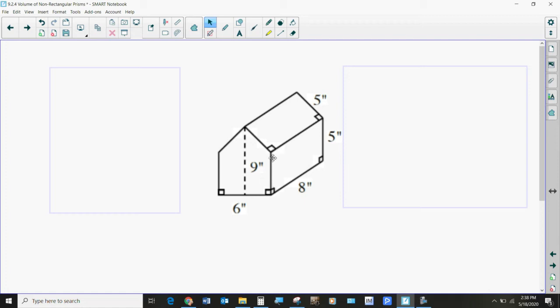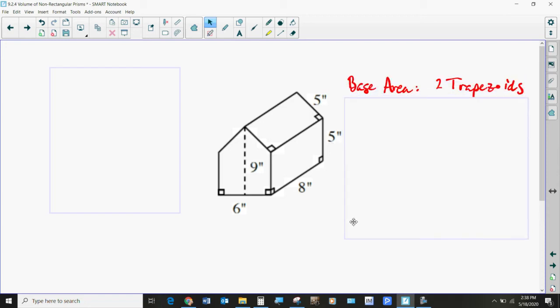If you look at it drawn this way, it looks like two trapezoids. This is one of the sides of the trapezoid that's parallel to this side. This is 5 inches tall. This is 9 inches tall, which makes the height of this trapezoid 3 inches. And this would be exactly the same. This is 5, this is 9, and that is 3. So if we wanted to, we could break this up into two trapezoids.